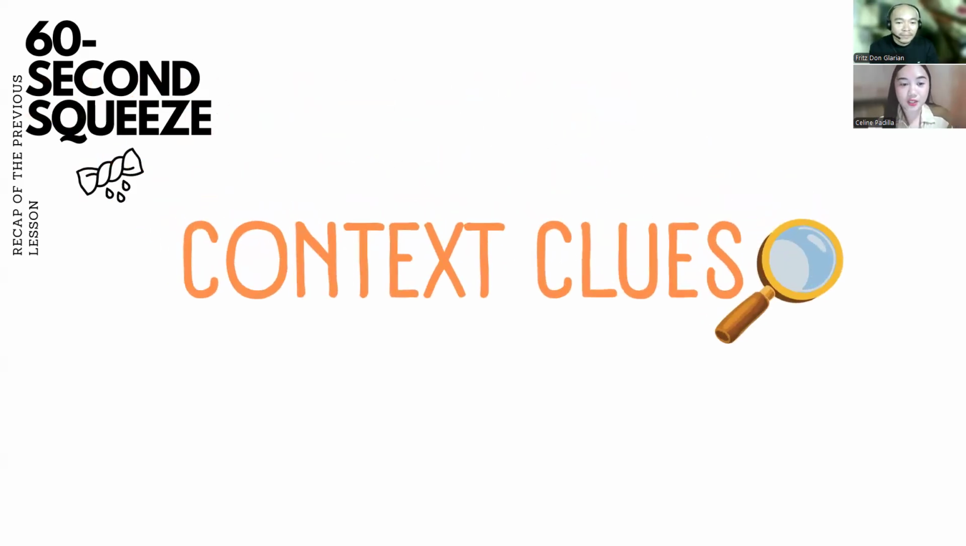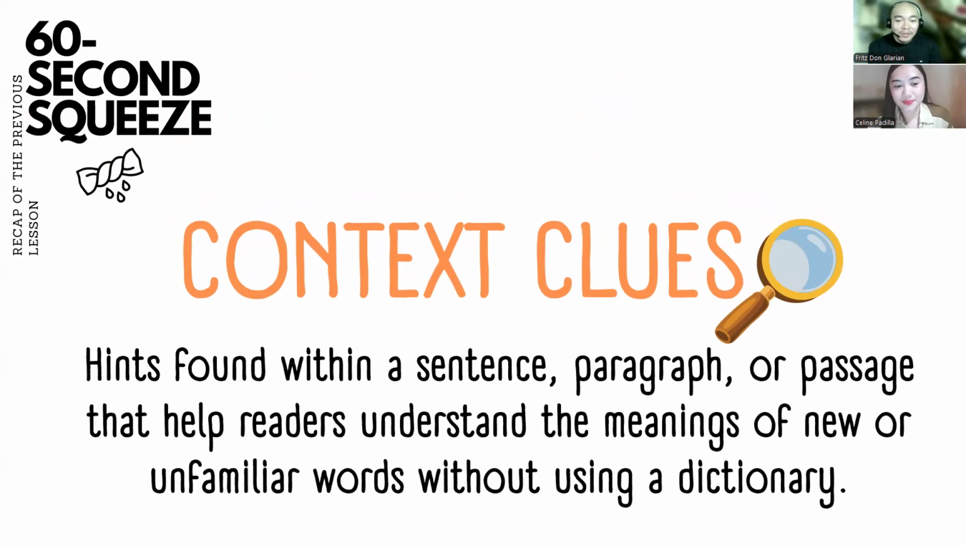Before we dive into our lesson for today, let's have our 60 seconds quiz of what we've learned last time. Can you still remember our topic last time? Right. It is all about context clues. Now, can anyone remind us what context clues are? Right. Context clues are hints found within a sentence, paragraph, or passage that help us understand new or unfamiliar words. Great job, everyone.